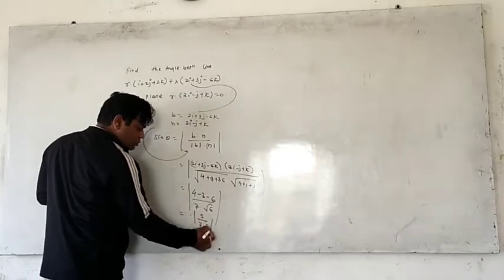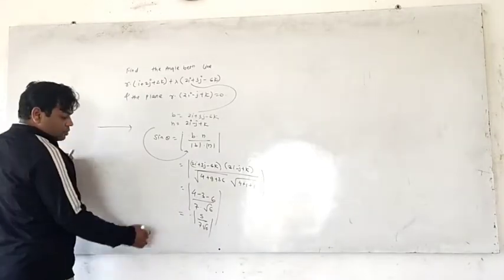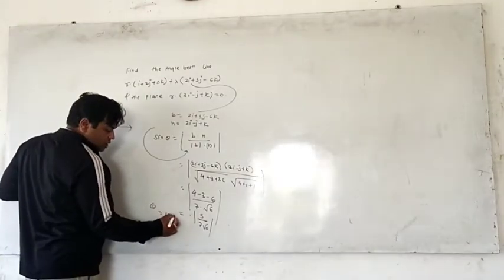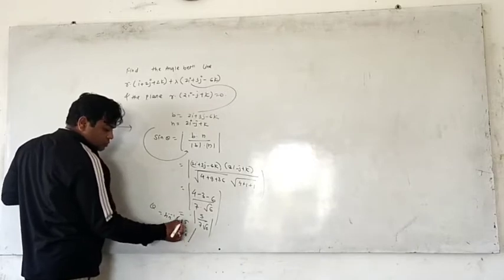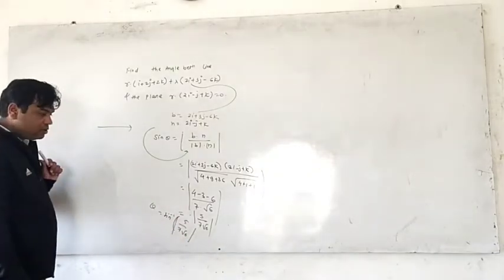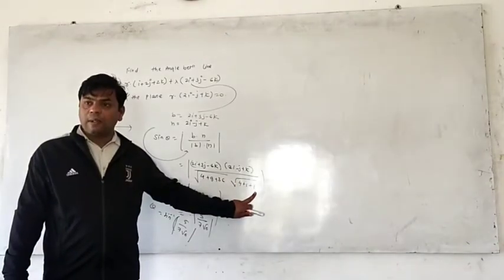So the square root of 49 is 7, and we get 5 upon 7 root 6. Theta is equal to sin inverse of 5 upon 7 root 6.